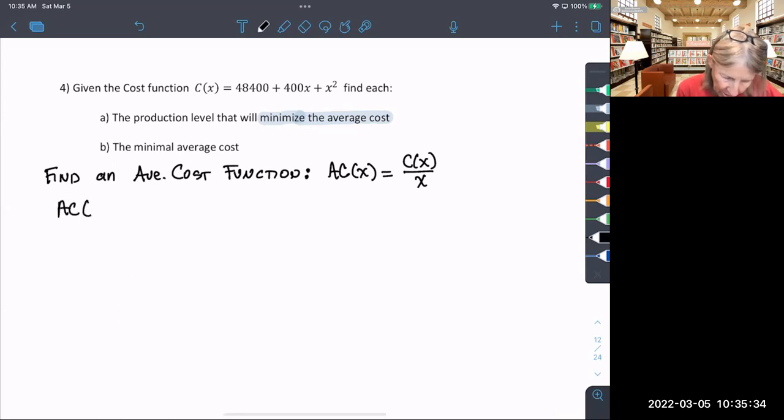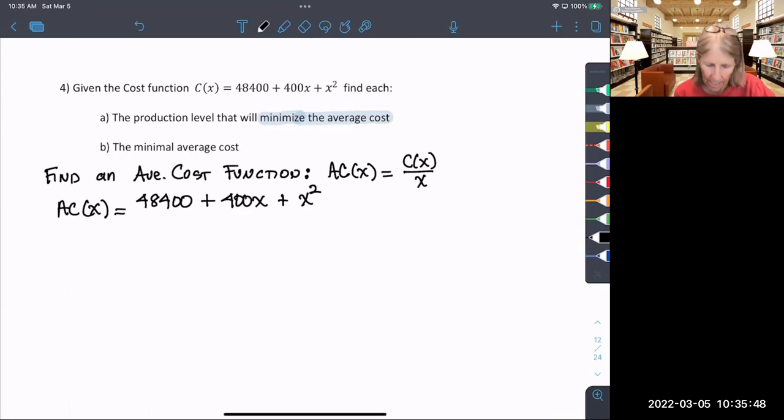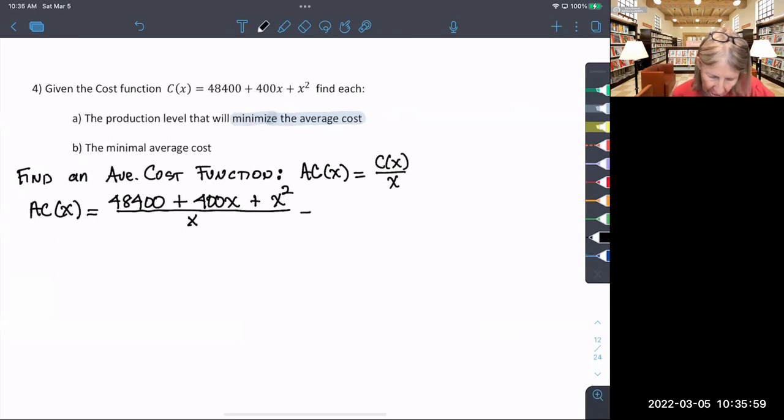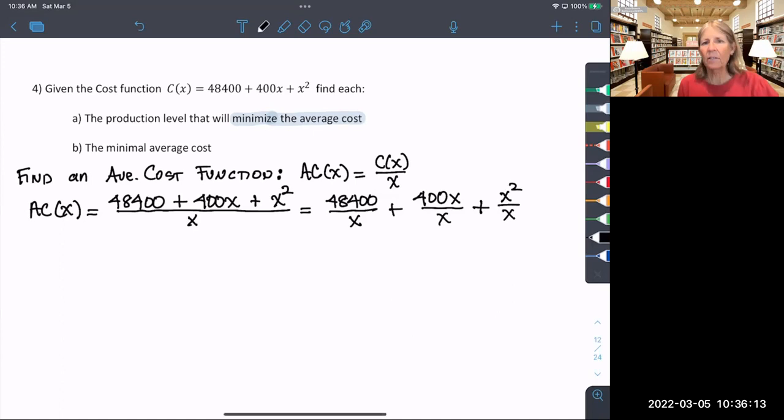So average cost of this would be take your cost function, 48,400, and divide by X. Now, when I divide by X, I'm going to individually divide each term by X. It'll work out nicer. If you do one big divide by X, that's fine, but then getting the derivative gets a little messy. So I'm going to just take each term individually and divide by X. And the good thing is if I do that, there's some definite reducing that I can do for my average cost function.